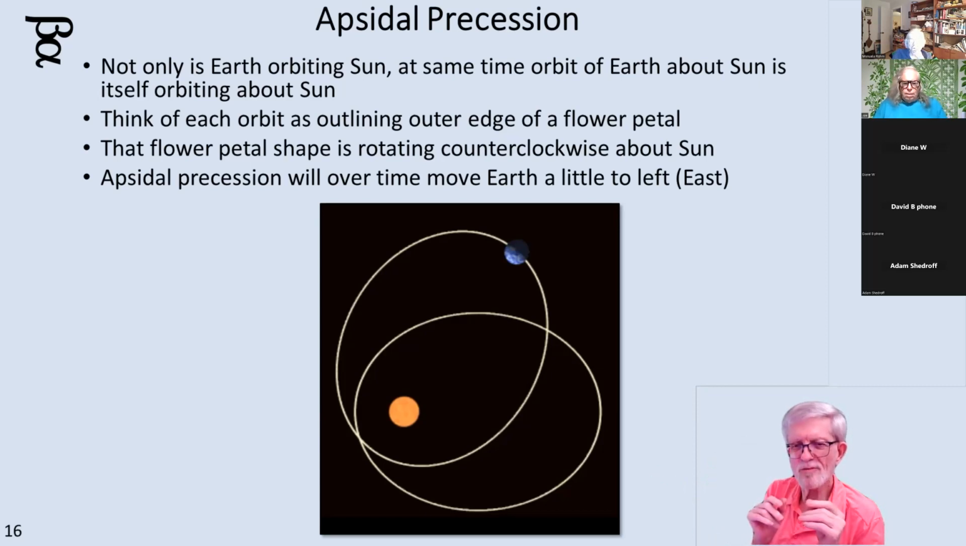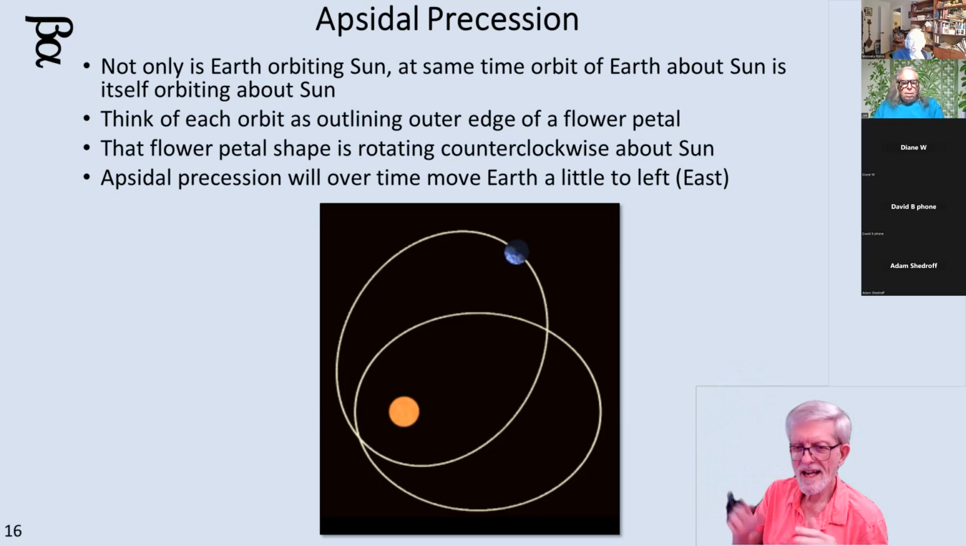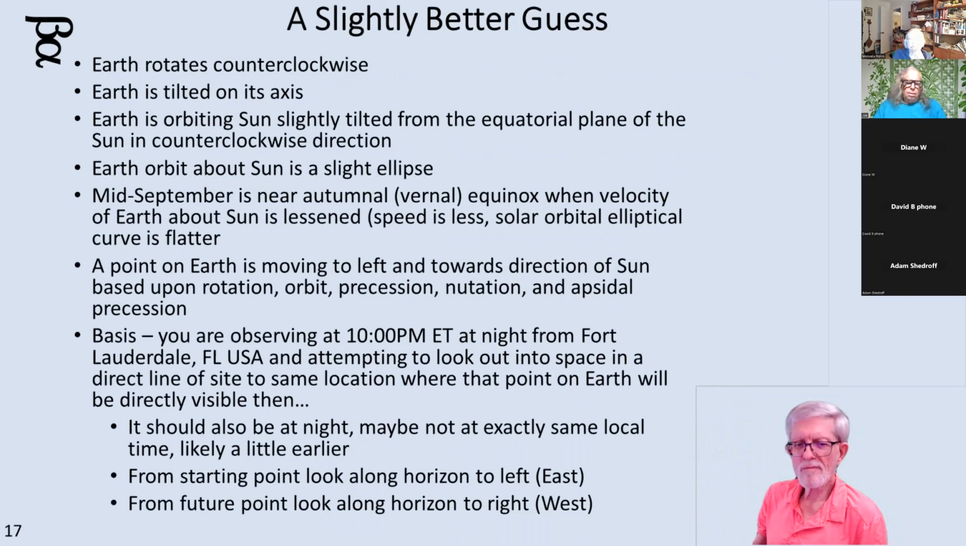All these little tiny movements are actually not small. They're thousands of miles per hour in different vectors and such. But if you wanted to plot where the Earth is going to be in the future, it's not just where in its orbit, but where the orbit is going to be. So now we can make a slightly better guess. We know about the rotation and the tilting and the sun and all the other things that affect it, and the ellipse and all that stuff.